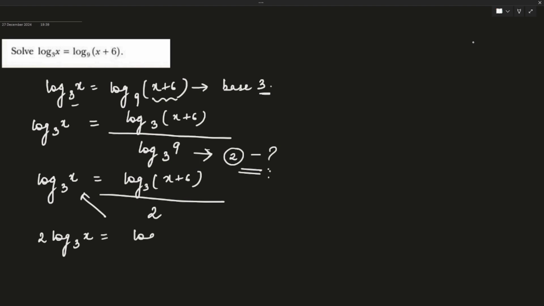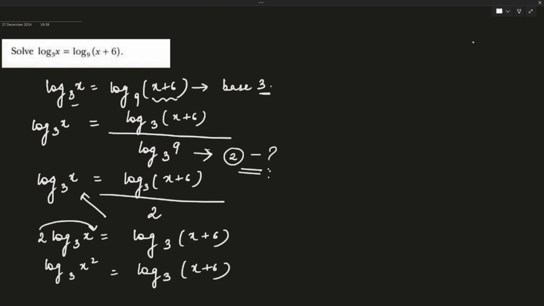2 into log of x to the base 3 is equal to log of x plus 6 to the base 3. Now by the power rule, we can shift this 2 to the exponent of x. So this will be log of x squared to the base 3 is equal to log of x plus 6 to the base 3. Now the bases are the same, so we can just equate the arguments. So it will be x squared is equal to x plus 6.